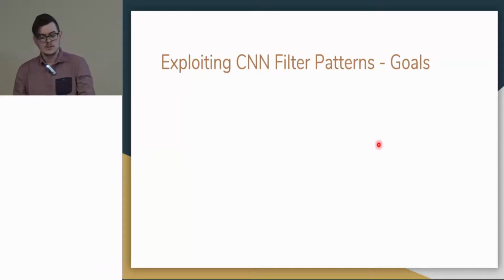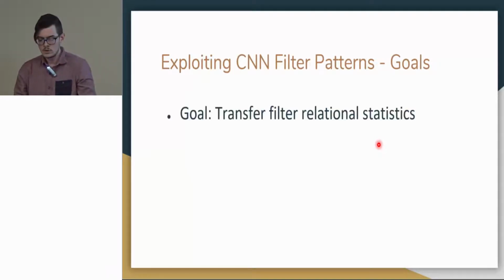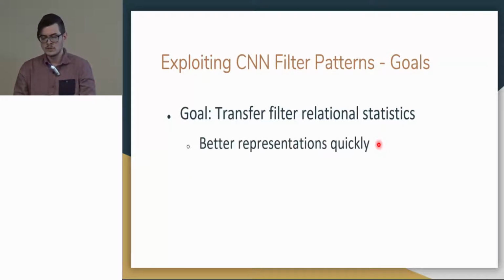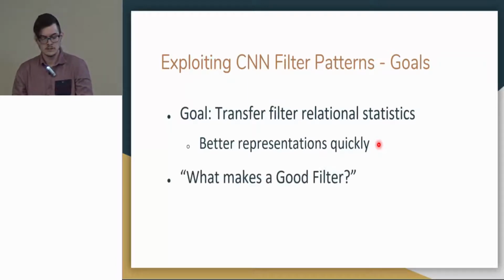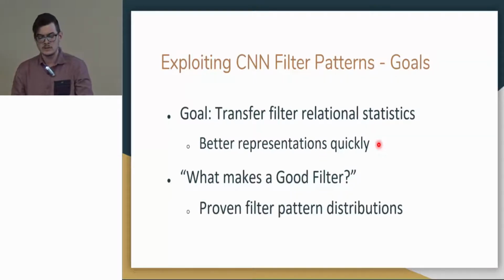So given what this experiment has shown, the authors had a goal. The goal was to transfer the relational statistics of the filters with the hope that this will produce better representations quickly. They tackled this problem by asking what makes a good filter, and kind of just answered that question. Well, we can take proven filter pattern distributions taken from known analyzed models that work the way we expect them to.